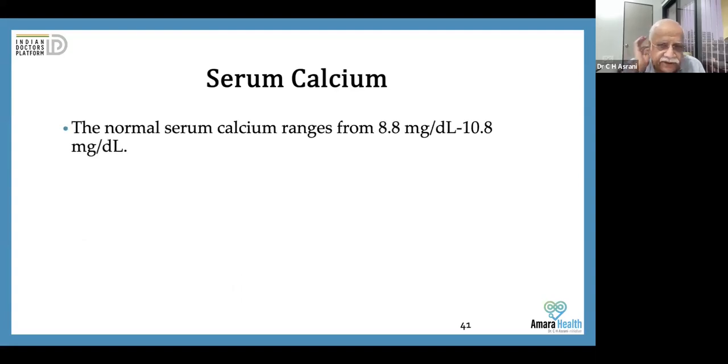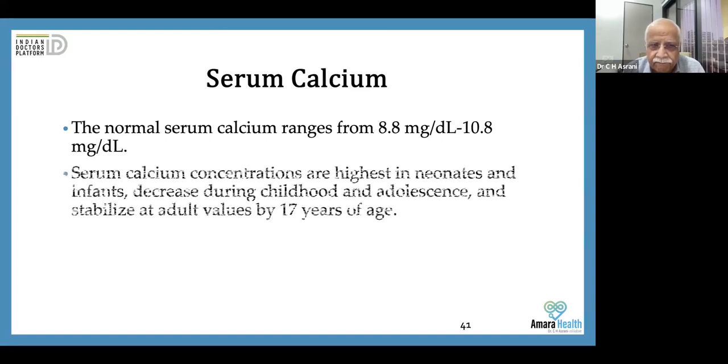The normal serum calcium ranges from 8.8 milligram per dl to 10.8 milligram per dl, without tourniquet, without clenching the fist. Concentrations are highest in neonates and infants, decrease during childhood and adolescence, and stabilize at adult values by 17 years of age.